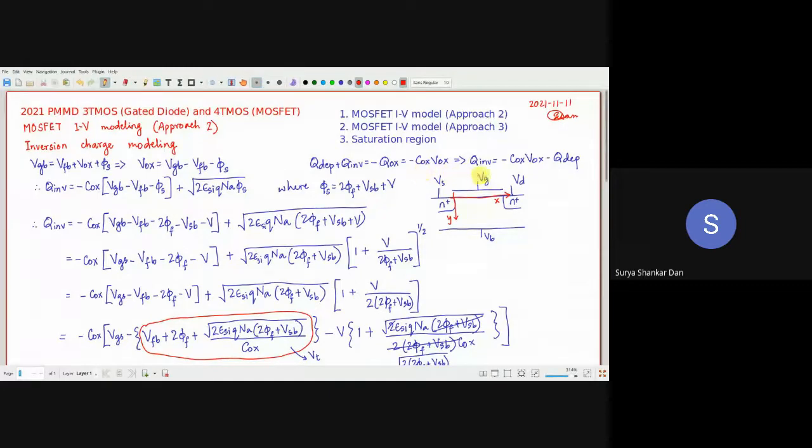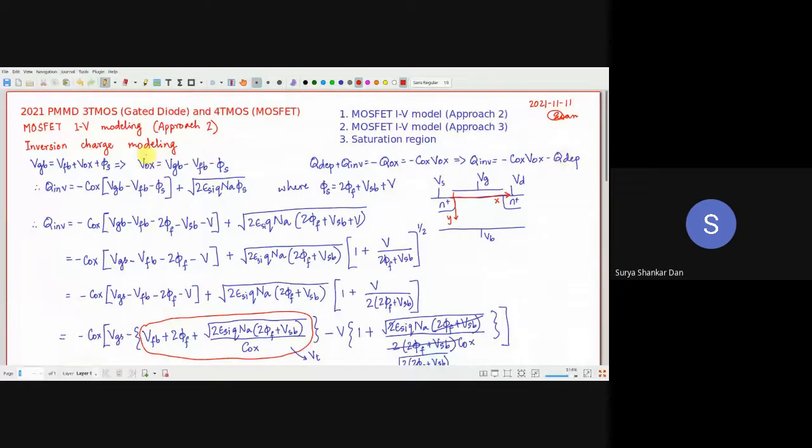Okay. So in our previous lecture, we had already seen the inversion charge modeling, right? So the initial part is given over here. I have repeated it as a sort of revision. From the potential balance equation, we have this relation: Vox is equal to VGB minus VFB minus phi s. This is what we know. Charge balance equation, Q depletion plus Q inversion is this. From there we obtain the Q inversion, the way we did in the morning in the previous lecture.